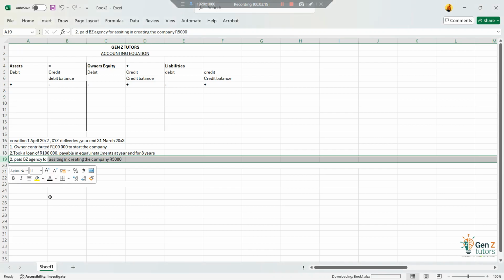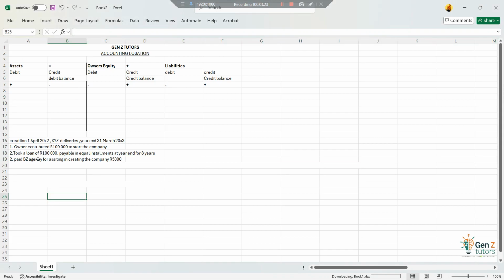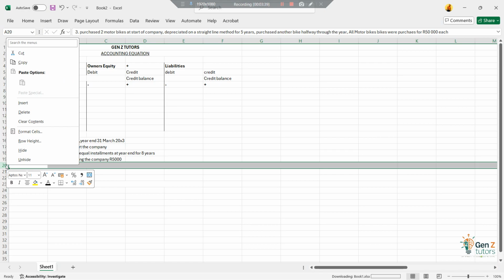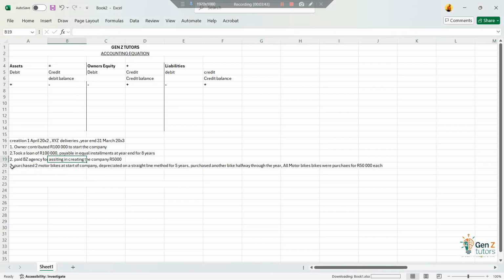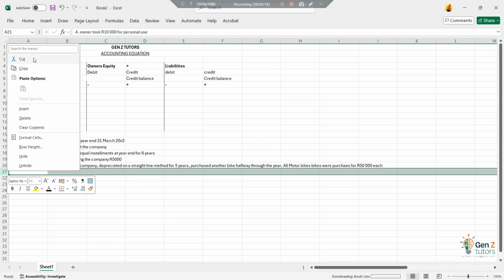Then we paid PZ agency 5,000 for assisting us in creating the company. So the inception cost was 5,000 to register with CIPC, for tax, and all the things necessary to start a company. Then we purchased 2 motorbikes to start the company, since we are a delivery company and have to deliver goods and services to our customers. These bikes are depreciated on a straight line method over 5 years, and we purchased another bike halfway through the year. All motorbikes were purchased for 50,000 each.